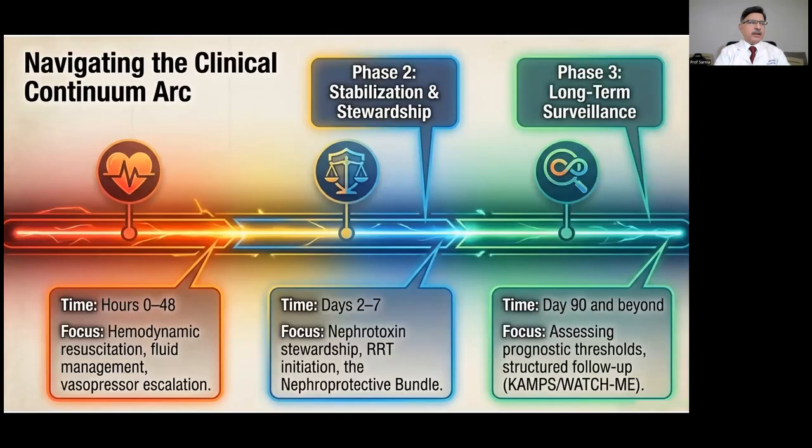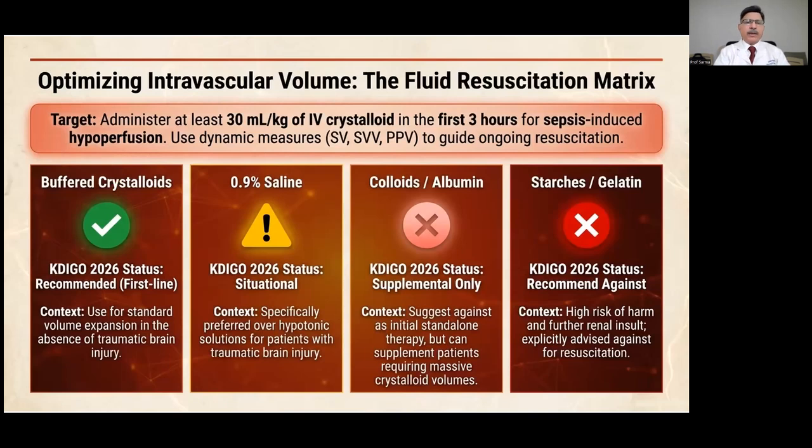Now, you see the time, navigating the clinical continuum. Phase 1, time 0 to 48 hours: hemodynamic resuscitation, fluid management, and vasopressor escalation will be the focus. Phase 2, stabilization and stewardship, 2 to 7 days: nephrotoxic stewardship, RRT initiation (renal replacement therapy), and the nephroprotective bundle. Phase 3, long-term surveillance, 90 days and beyond: assessing prognostic thresholds and structured follow-up; CAMS and WATCH ME have to be used in that.